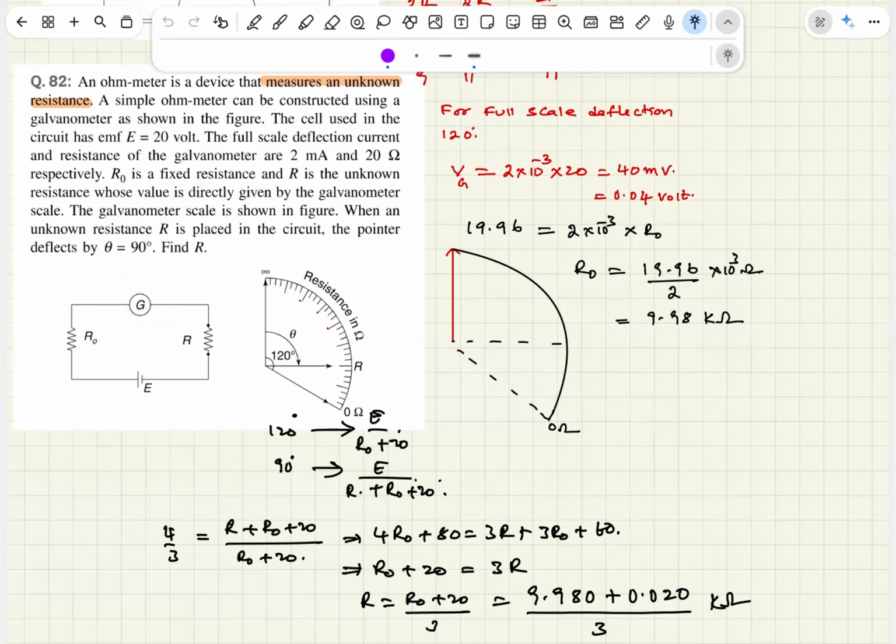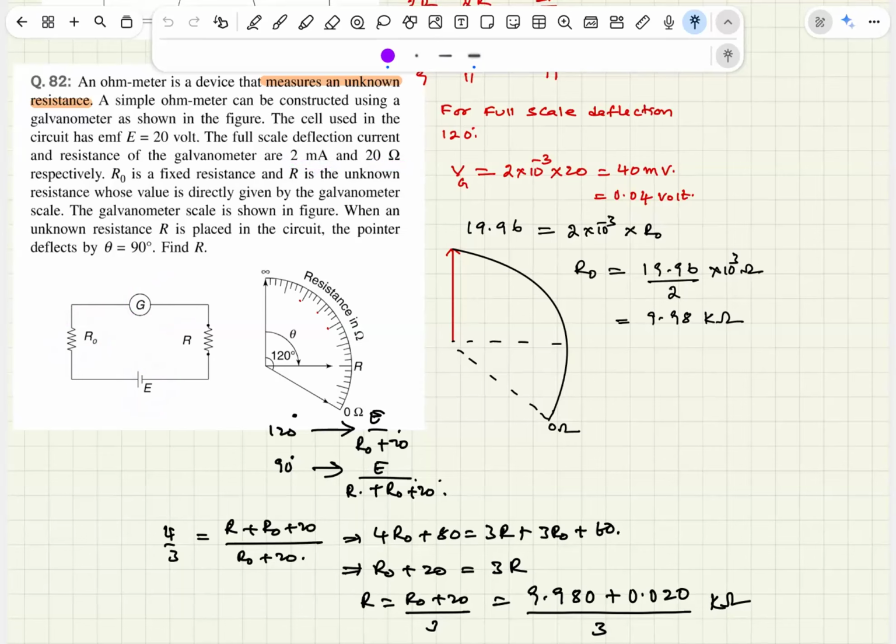The cell used in the circuit has EMF 20 volts. The full-scale deflection current and the resistance of the galvanometer are 2 milliamps and 20 ohms, respectively. R naught is a fixed resistance. R is an unknown resistance. Why R naught? To control the current, that's all. And R is an unknown resistance, whose value is directly given by the galvanometer scale.